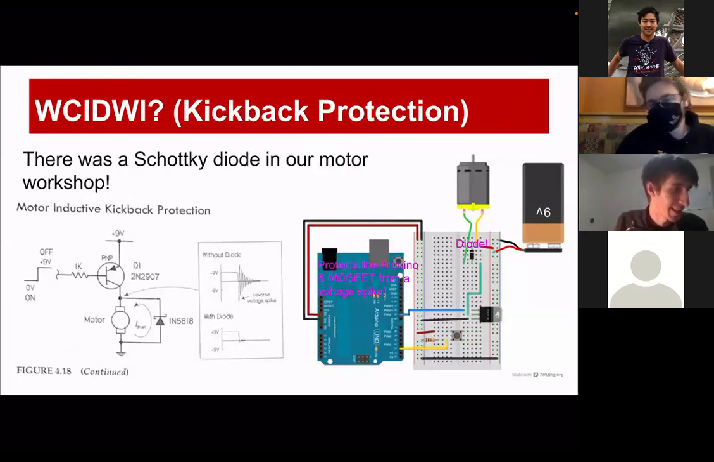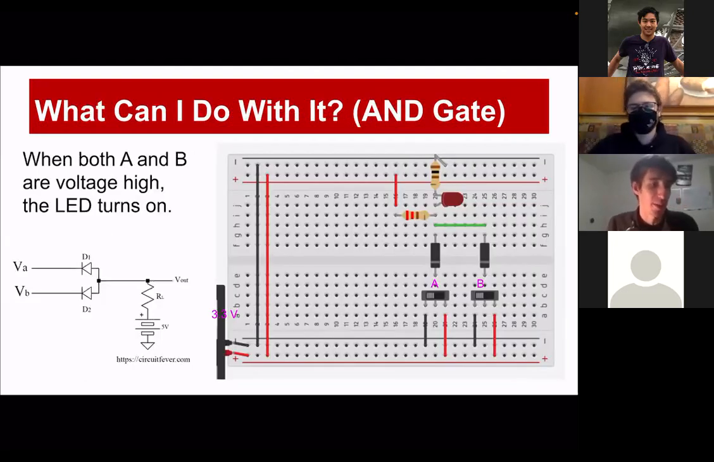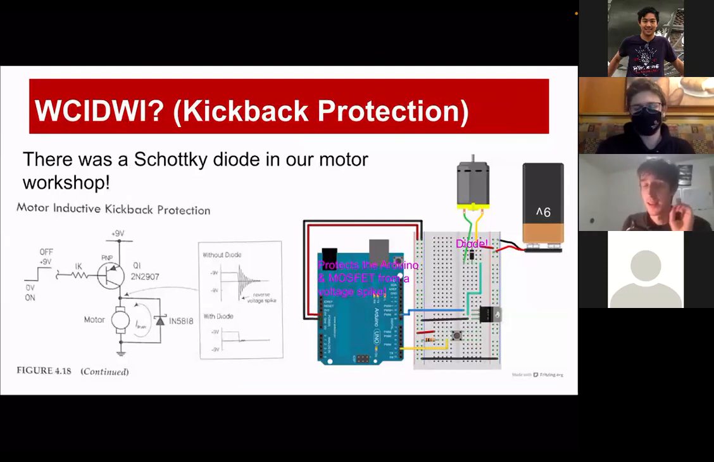So the acronym up there means what can I do with it? And here's another thing. In our workshop, I believe two workshops ago, not last workshop, but the one before that, we did some motor control where we used an Arduino to check for a button input. And then if there is a button input, we outputted a 5-volt signal to this MOSFET. And this MOSFET was controlled by this much larger 9-volt battery, which controls our motor.